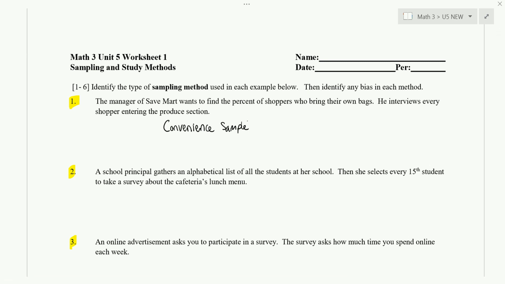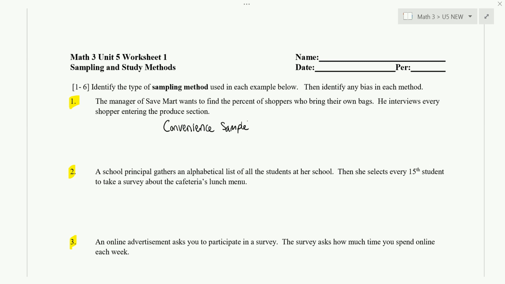So this method does involve bias. It's not a good sampling method, and to identify some kind of bias in this one, he wants to find the percent of shoppers who bring their own bags. And so what about the shoppers that are not going to go to the produce section? Not everybody that goes shopping is going to go there, so those people are not part of the sample.